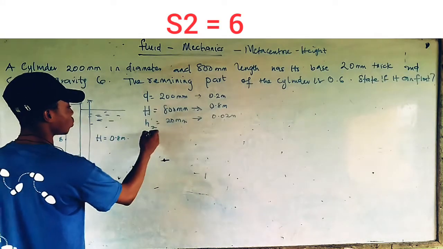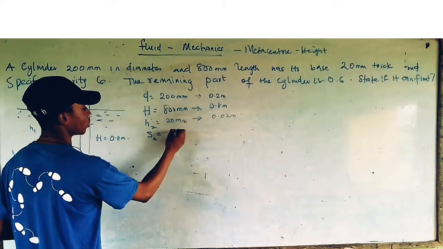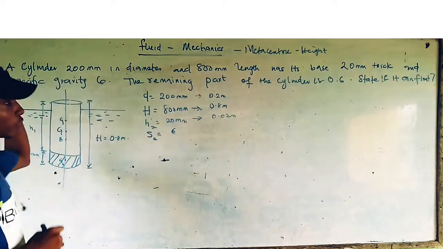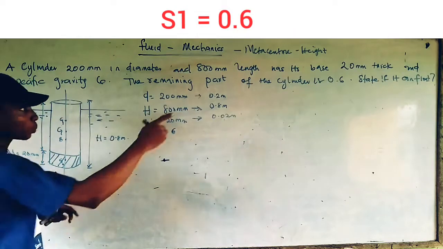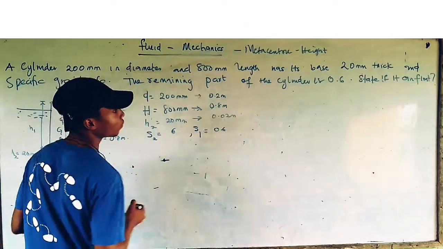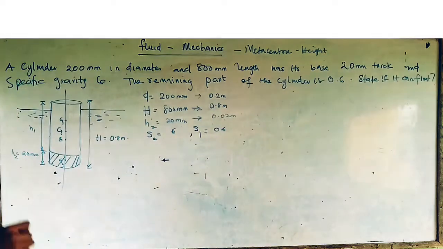So let's call it S2. Sorry, it's made up of 6. Let's call it S2, which is 6. And the remaining part of the cylinder, which is the top part, is made up of 0.6. So let's call it S1, 0.6. Now we have to state if it can float.